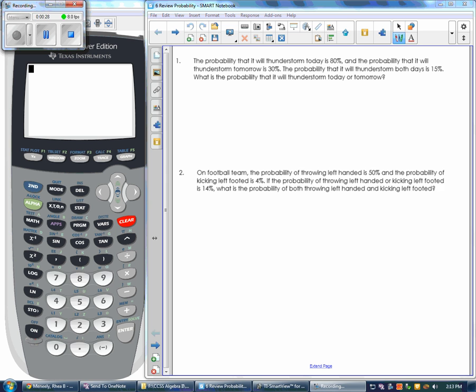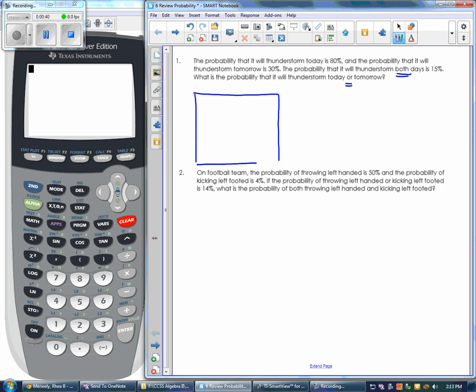When you see the or statement, and you're given two different probabilities and you know they overlap because there's a both, one thing that you can do is draw a Venn diagram. I do think sometimes drawing a picture helps understand a situation. So if we draw a Venn diagram, I'm going to have one circle that represents thunderstorm today, and then another circle that represents thunderstorm tomorrow. I'm just going to abbreviate that.